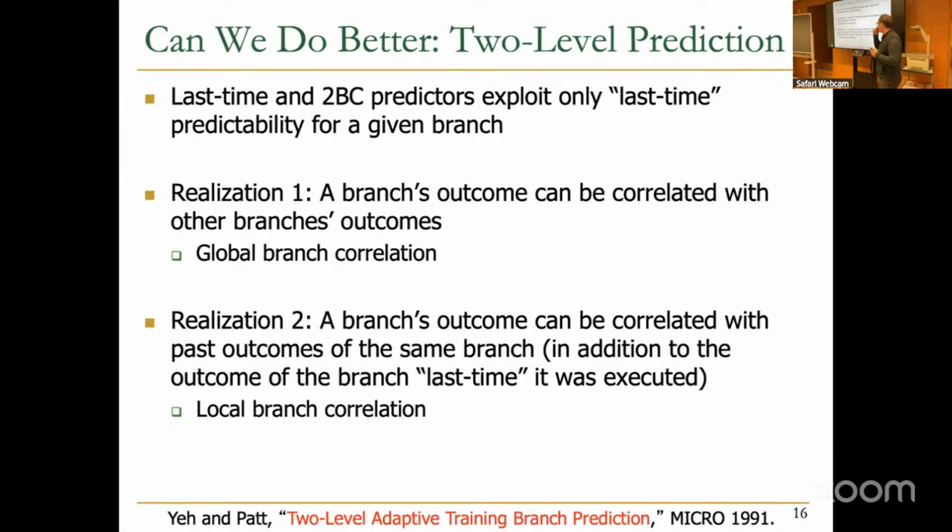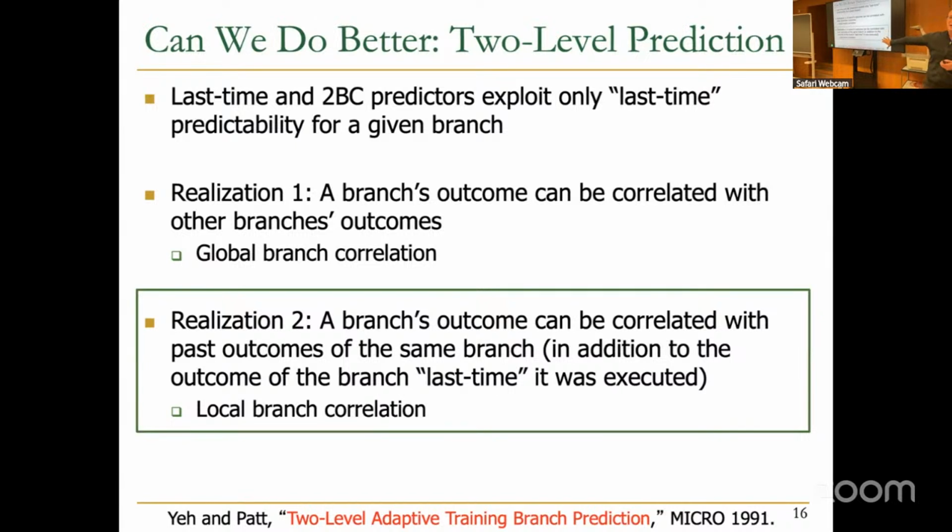We're going to talk about another type of predictability. So this was global correlation across different branches. But there's also local correlation for the same branch. For a given program counter, for a given branch, its outcome can be correlated with past outcomes that you've seen for that branch. Makes sense. Clearly, there's something that is already exploited for this: 2-bit counters kind of exploit that. But they don't look at longer histories. So we're going to try to encode longer histories.